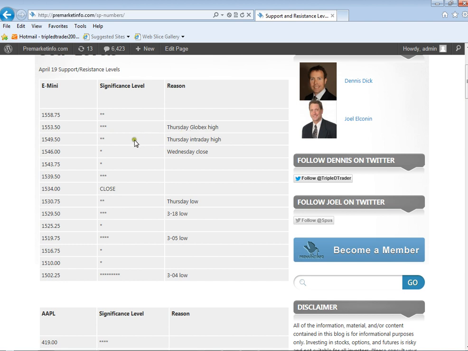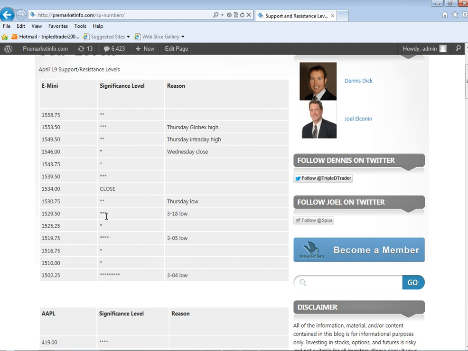Coming back on the downside here after the 1534. I mean, I put 1530.75, I put that as a 2-star. It was Thursday's low. There was significance, but with the way the momentum was going down in the market, it did not add as much significance to me as the 2950 low from March 18th.